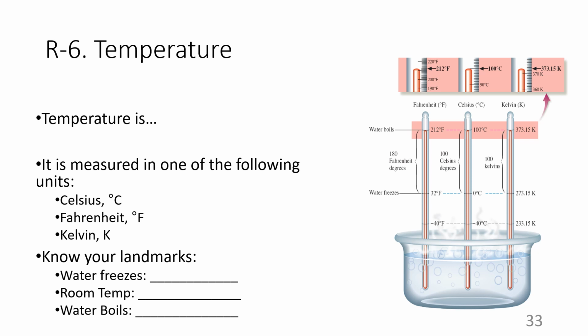The next measurement that we need to be familiar with is temperature. What exactly is temperature? Well, it's a measure of how hot or cold an object is, right? But we have different ways of measuring temperature. We have Fahrenheit, which we all use every day with weather and with body temperature. In science, we use Celsius or centigrade. And that is in the metric system. And then finally, we also oftentimes in science use absolute temperature, which is called Kelvin.